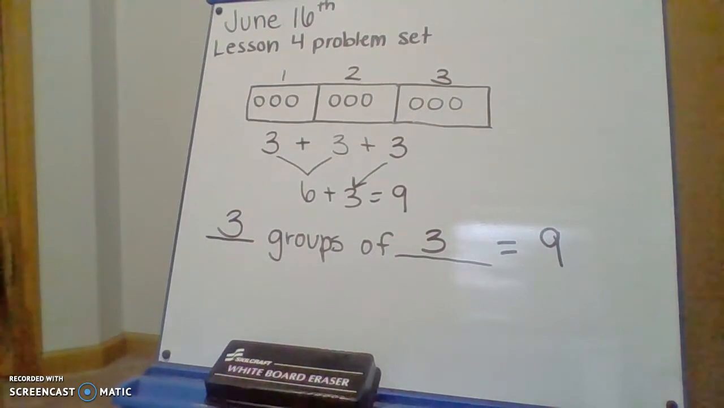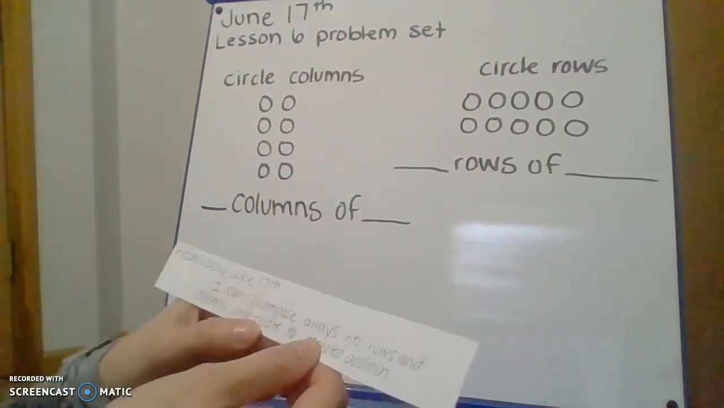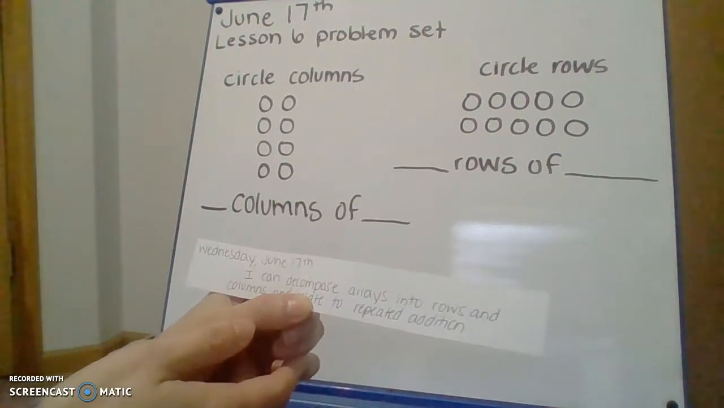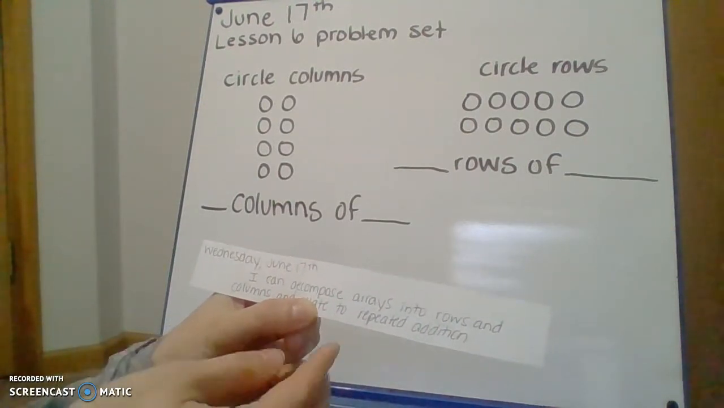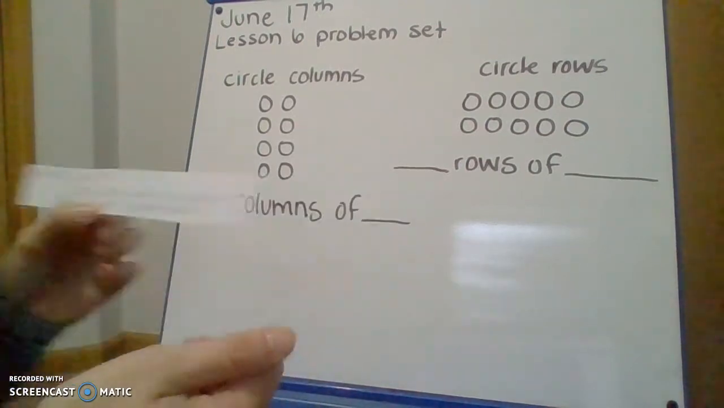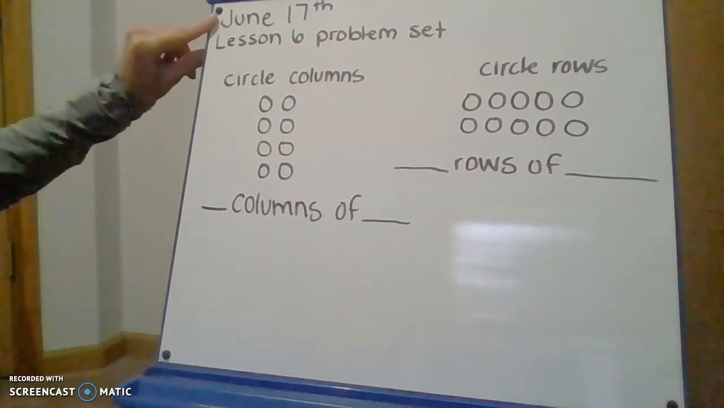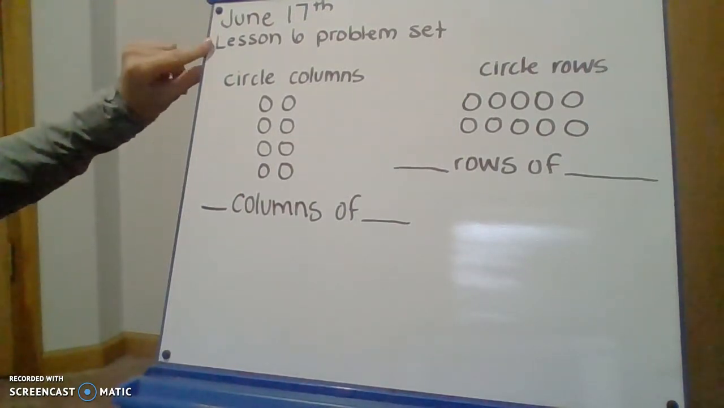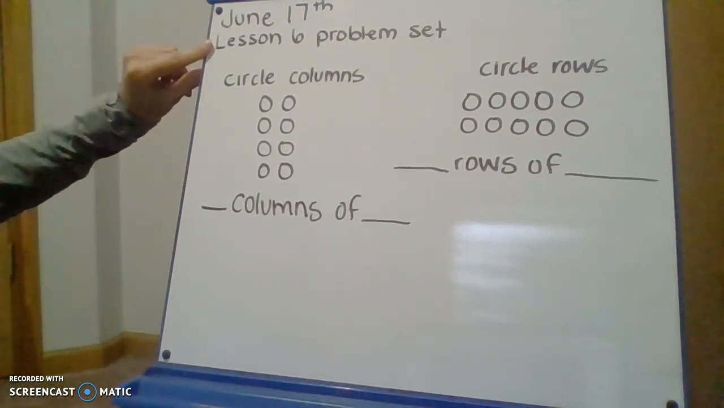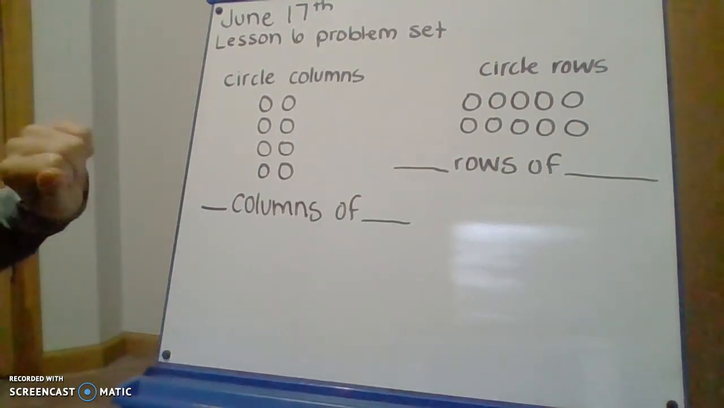So let's go to Wednesday now, June 17th. So today for your learning target, we have I can decompose arrays into rows and columns and relate to repeated addition. So that's what we'll be doing today. It is Wednesday, June 17th. This will be lesson 6 problem set. That's what will be labeled on the top right-hand corner of your math packet.